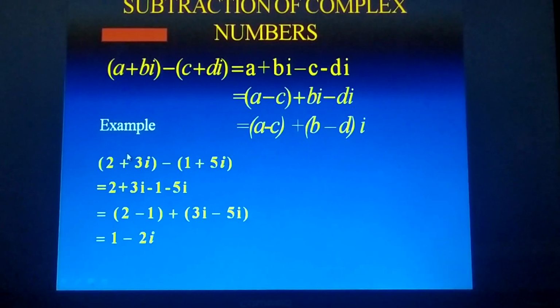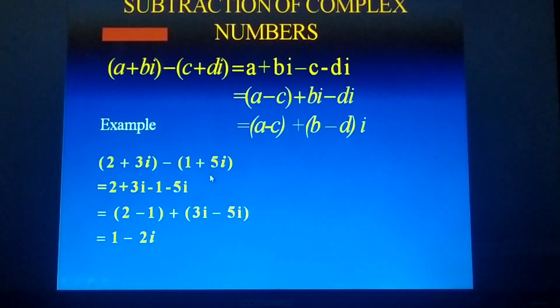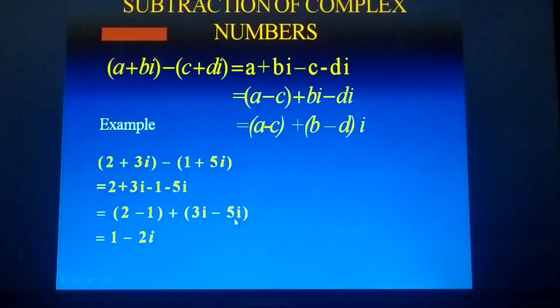Let's see one example. (2 + 3i) − (1 + 5i). Open the bracket: 2 + 3i − 1 − 5i. Add the real numbers, 2 − 1, plus the imaginary numbers, 3i − 5i. 2 − 1 is 1, 3i − 5i is −2i, so it is 1 − 2i.